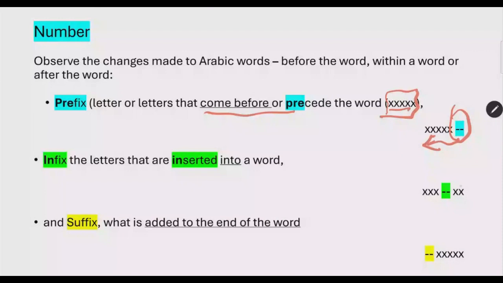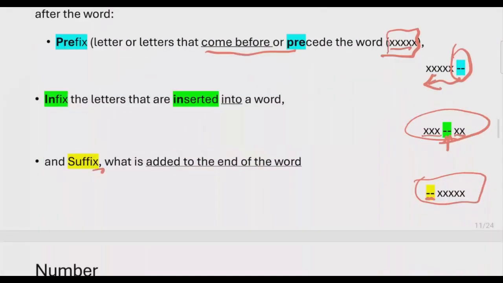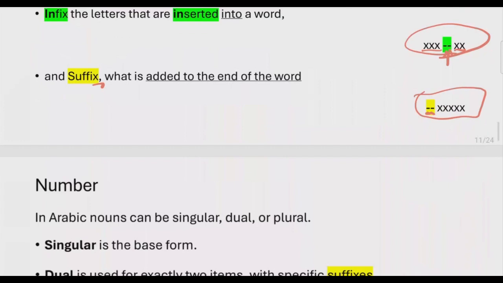So in other words, here's the full word. Can you see some parts are there and some parts are there? And inside it, we add a letter or two. That is known as an infix, right? So it comes inside a word. And then we have a suffix, which is at the end of a word, right? So there's the word, and at the end of the word, if you add a letter or letters, that's known as a suffix. So you need to understand these words, prefix, infix, and suffix, so that you can understand this concept well.